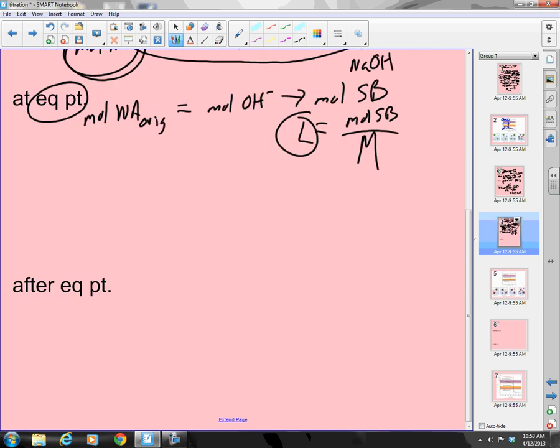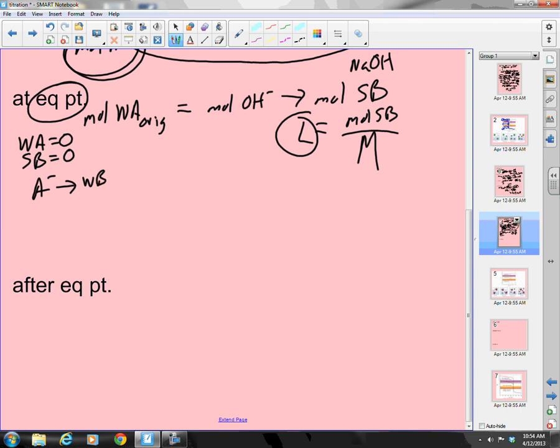Because what do I have here? At the equivalence point, I no longer have any weak acid. I don't have excess strong base. So what is it that I have? I have the conjugate of my weak acid. And so what do I need to do? Well, the conjugate of a weak acid is a weak base.